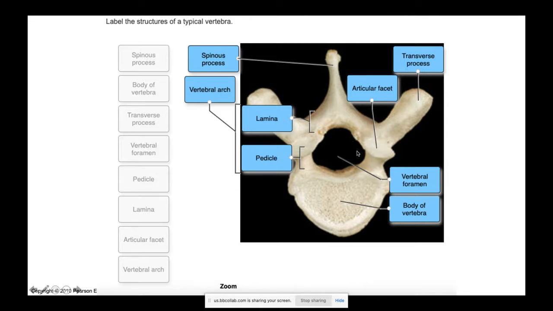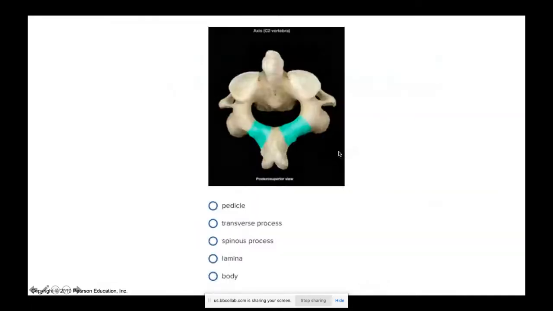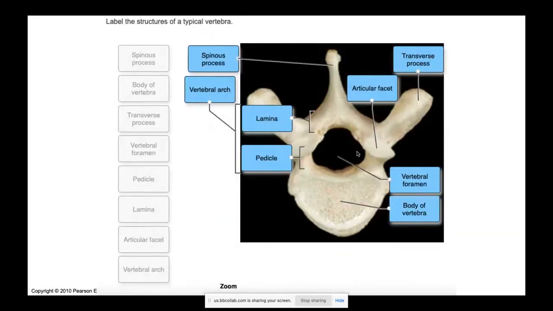The hole where the spinal cord travels is called the vertebral foramen. This groove right here and this groove right here, when the vertebrae above it articulates, it creates a hole, and that hole is called the intervertebral foramen. So you have a vertebral foramen here, but then an intervertebral foramen, or IVF, where the spinal nerve will exit.